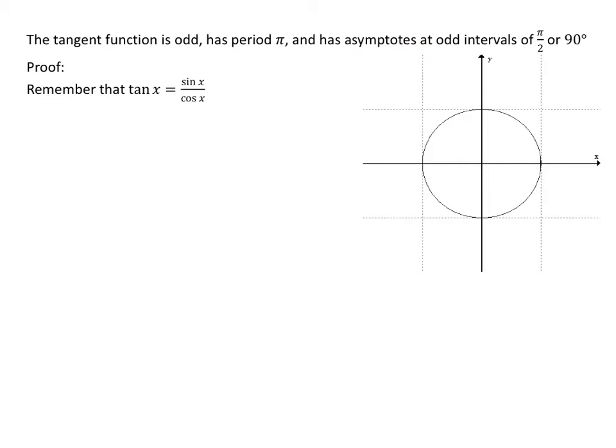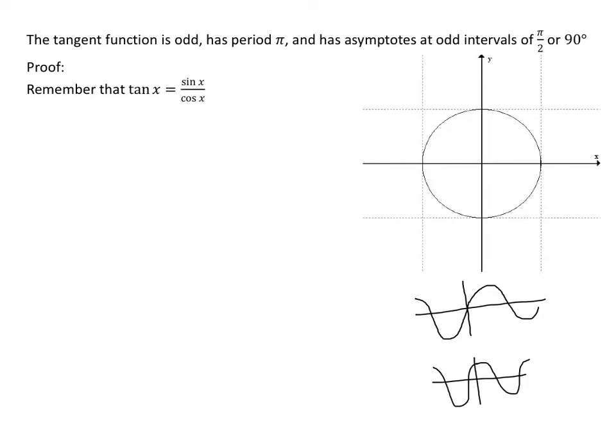So we are going to start by proving the fact that tangent is an odd function. You need to remember that tangent is equal to sine over cosine. That doesn't change. Now, sine, because of the way that the graph works, is an odd function. If you think about what that looks like, I'll draw a small sine graph here. It does this. That's an odd function. Cosine is an even function, if they were drawn better.